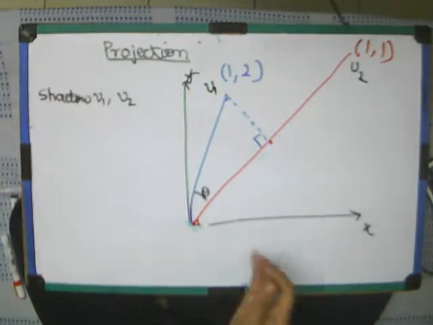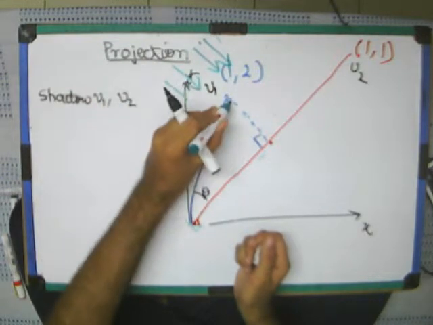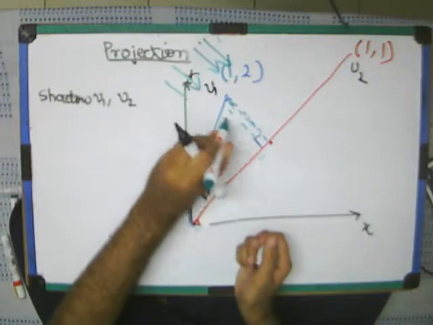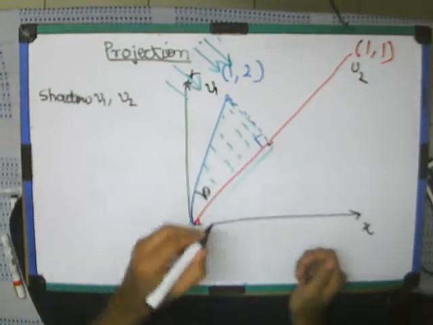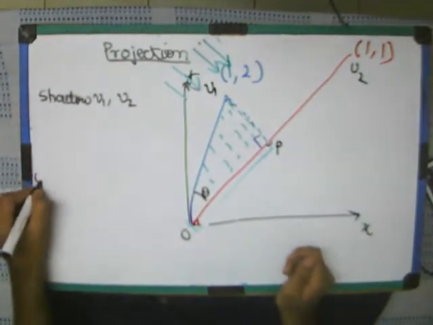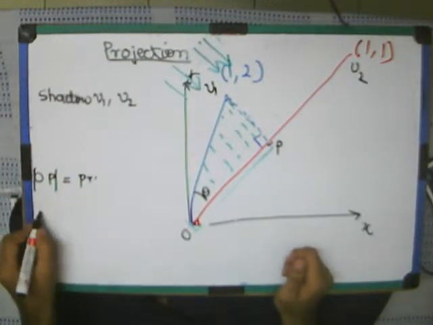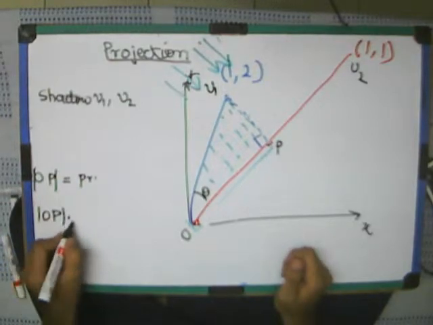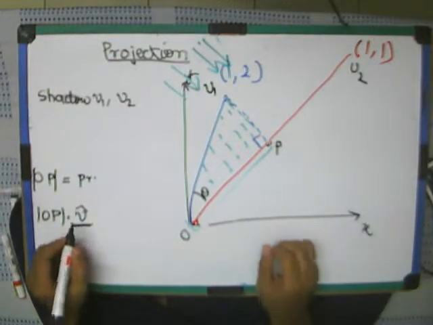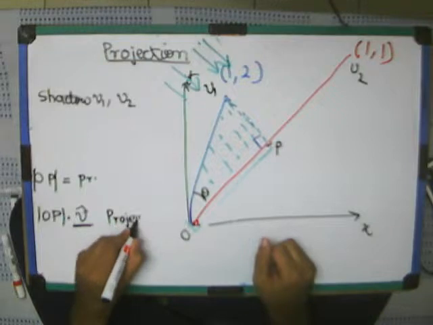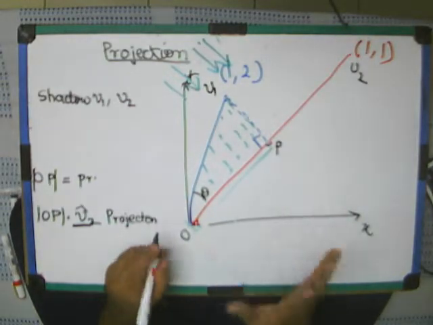So if I take a light which is perpendicular to this extended part of v2, let me throw this light, then wherever the shadow falls, okay, the shadowed portion, this OP, the length of OP into this vector, this v2 cap, or the unit direction of v2, is nothing but projection. Or this is the component of v1 in this v2 direction.